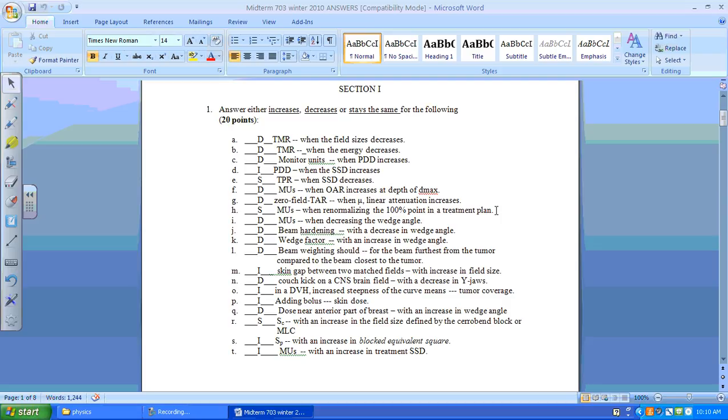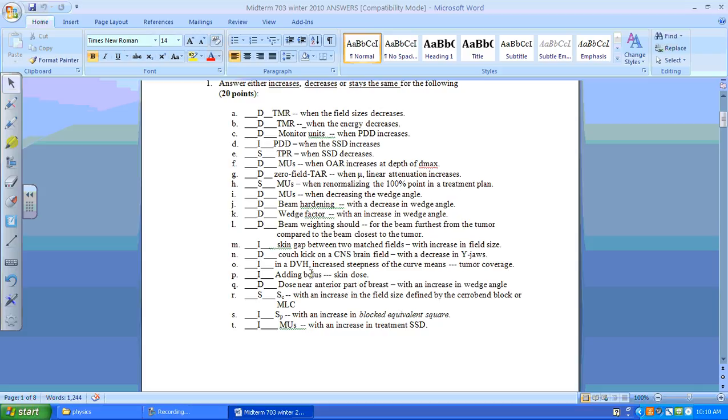Skin gap increases with field size. You can write that equation down if it doesn't make intuitive sense. Couch kick. And in a DVH, increased steepness of the curve means increased tumor coverage. We talked about that. Adding bolus obviously increases skin dose because it decreases skin sparing.